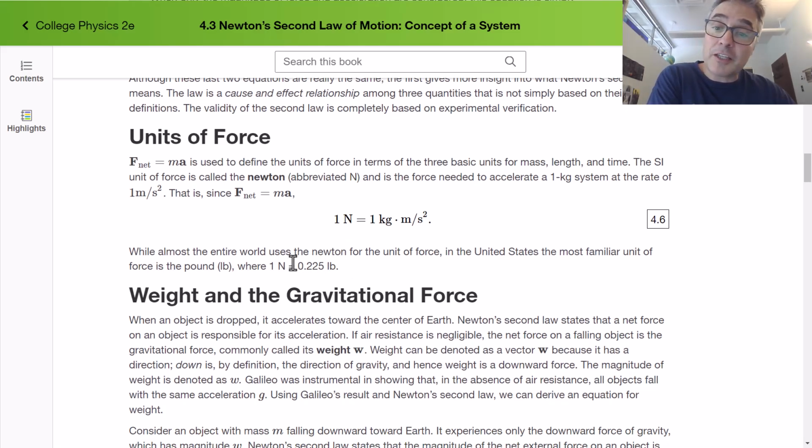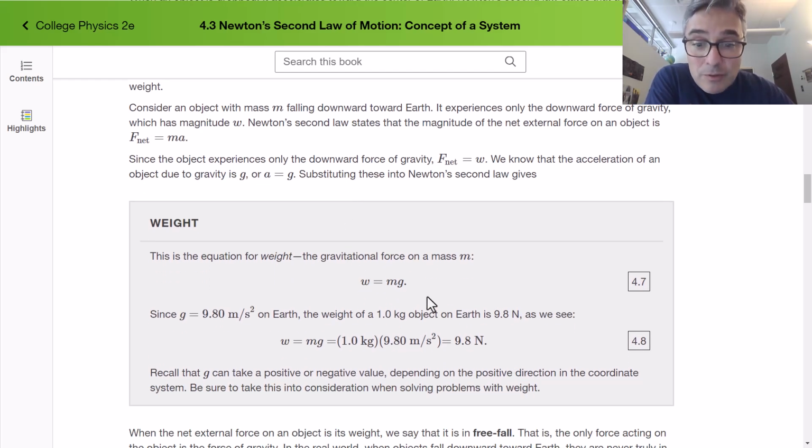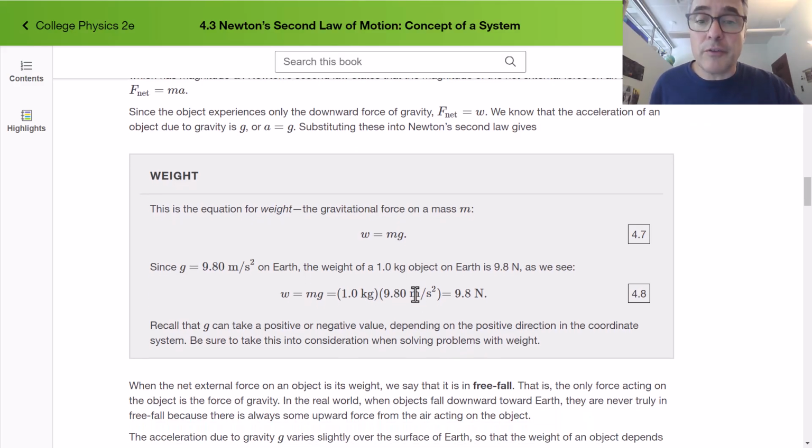And it turns out you can convert it to pounds. 1 newton is 0.225 pounds. And then there's something called weight. Something has a weight in newtons, which is equal to its mass times whatever the local acceleration due to gravity is on your planet. So here on the surface of the Earth, this acceleration due to gravity is 9.8 meters per second squared.